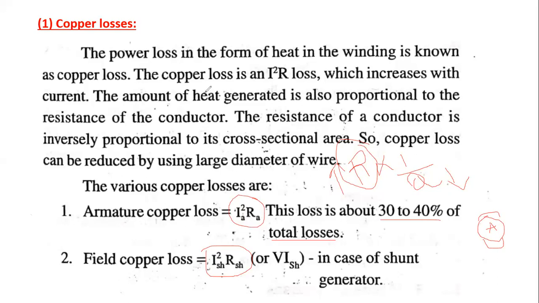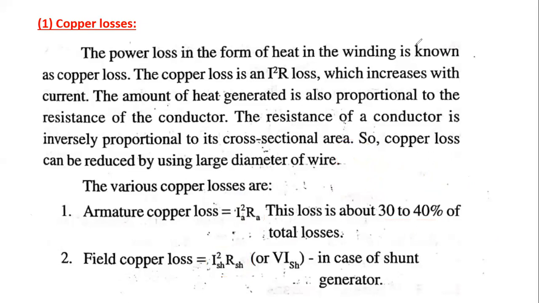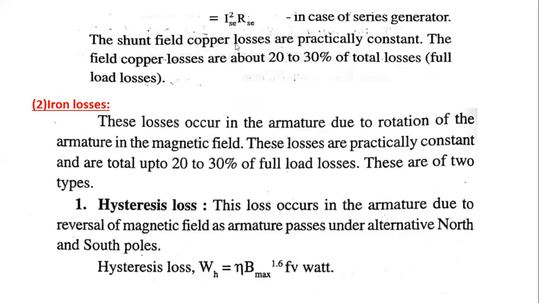Next, coming to the series field copper losses. The series field copper loss is Isc square Rsc. In the case of a series generator, the series field copper loss is Isc square Rsc, while the shunt field copper losses are constant. The field copper losses are about 20 to 30 percent.